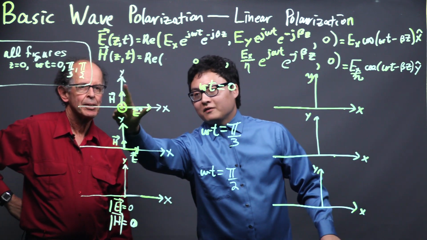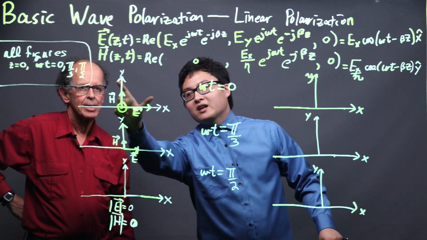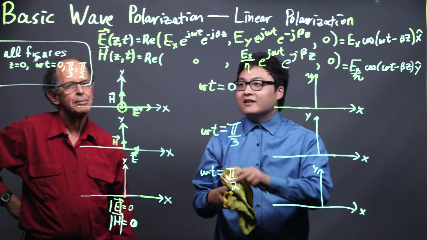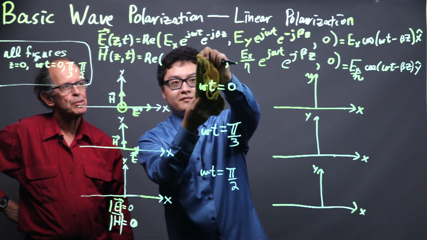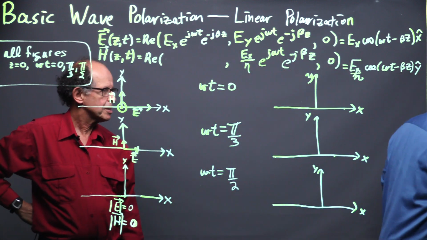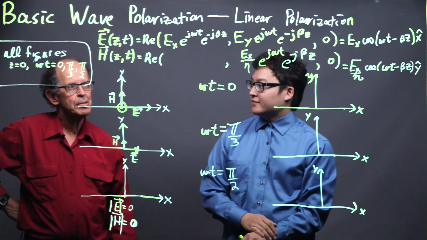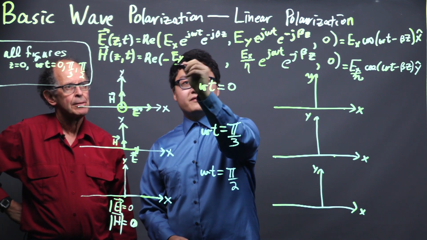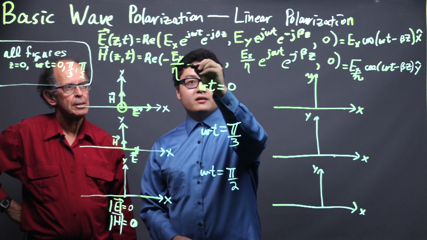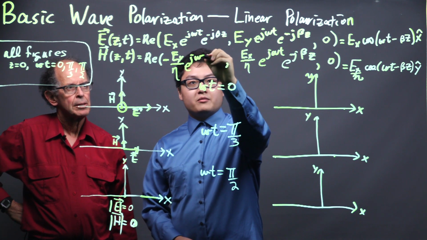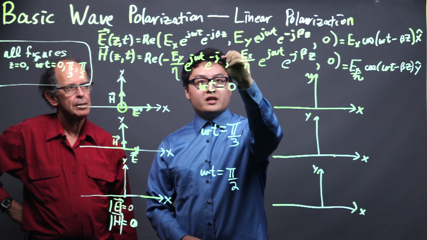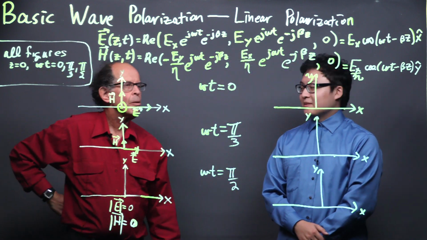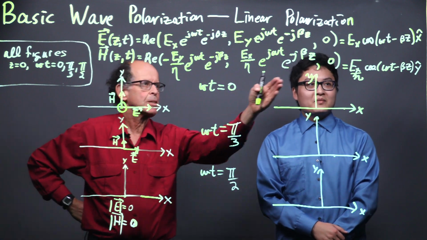Well, it started off like that. Now I added a y component to the E, so that H has to have a negative x component. Right. So when you take the cross product, the energy is still in the positive Z direction. Exactly. Negative EY over eta, E to the j omega t, E to the negative j beta z. Great.